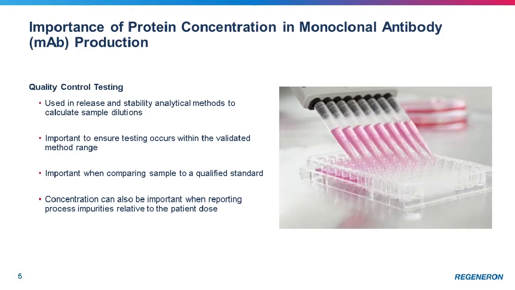Potency, for example, tests the activity of the monoclonal antibody relative to a known amount of antigen that is present in a solution. Other methods test for process impurities and report these impurities in the final product relative to the patient dose. This is to ensure that acceptable daily exposure limits are not exceeded.